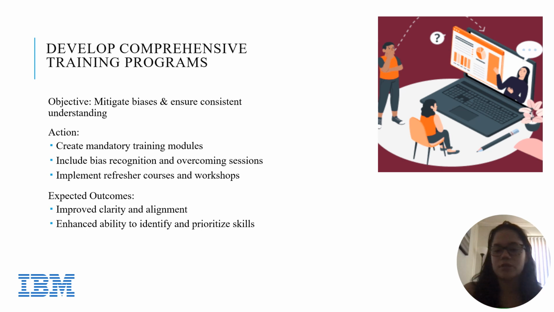Our first solution is to develop comprehensive training programs. The objective here is to mitigate biases and ensure a consistent understanding of our skills-first strategy across all levels of the organization. We'll achieve this by creating mandatory training modules focused on skills-first hiring principles and unconscious bias. Regular refresher courses and workshops will ensure that the knowledge remains current and relevant. Expected outcomes include improved clarity, better alignment with our strategy, and an enhanced ability to identify and prioritize relevant skills.